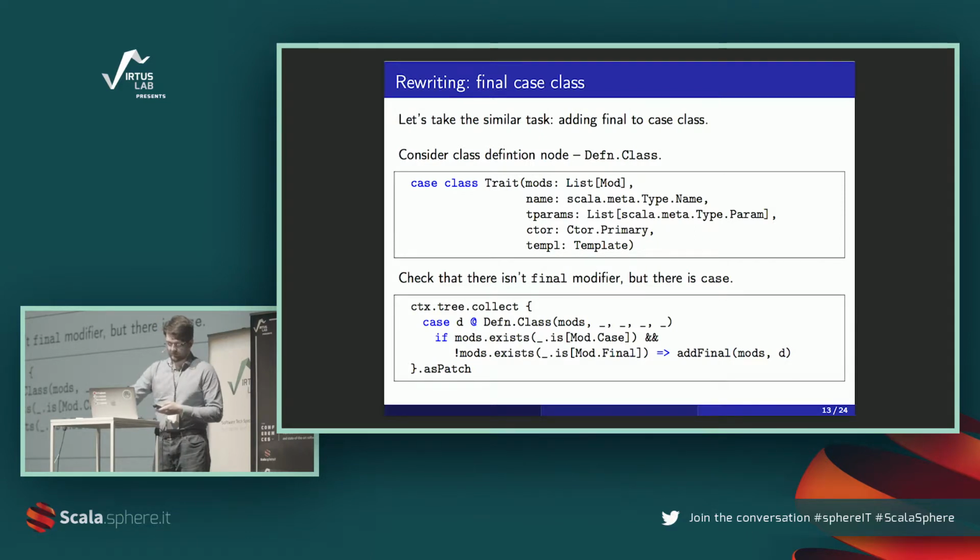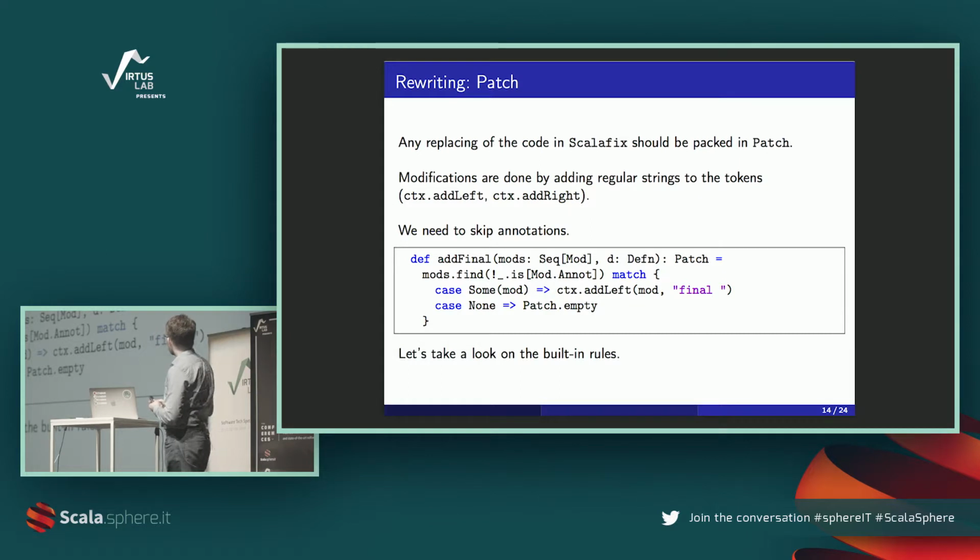Okay, and patches. Any code replacement in Scalafix should be packed in a patch. These modifications are done by adding regular plain strings to the tokens with such methods as Patch.addLeft and addRight. It just takes a token, takes a string, and adds the string to the left or to the right. The Patch object also has some other methods to work with rewriting, but I will need only addLeft actually.